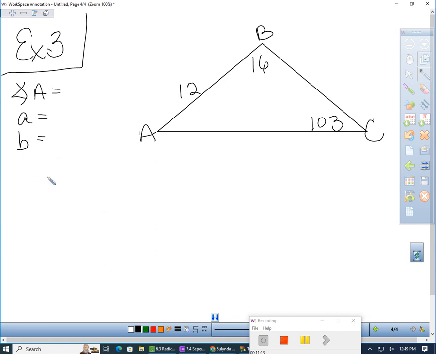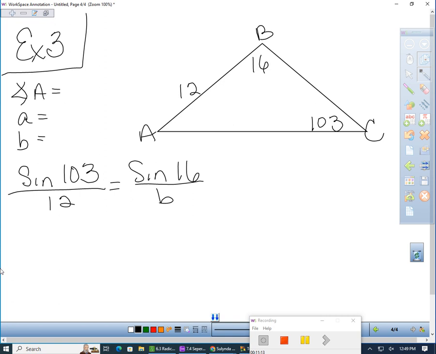Well, we can start by getting angle A. You can get angle A if you want to. I'm going to start with C. So I'm going to do the sine of 103 over 12, because that's my angle C over side C, equals sine 16 over side B. So now I cross multiply. I'm going to get B equals 12 sine 16 divided by sine 103.